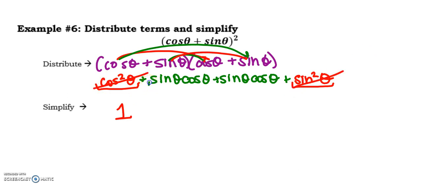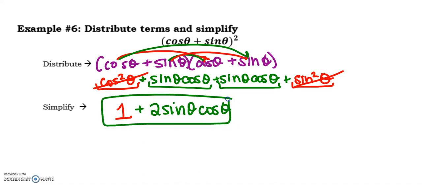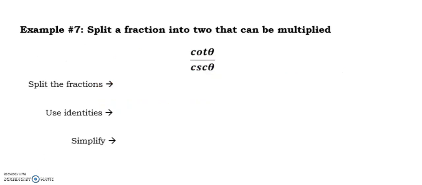Now these ones in green, I have a sine cosine and another sine cosine, which are like terms. So if I add those together, I have 2 sine thetas times cosine thetas. There is your simplified answer. Now, you might be saying, Ms. Schwartz, you just wrote down more letters than you did up here. And I agree, but having this function inside of a squaring function is harder to work with than just having 1 plus twice these 2 functions, sine and cosine.